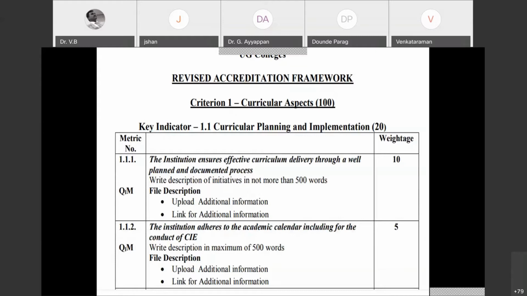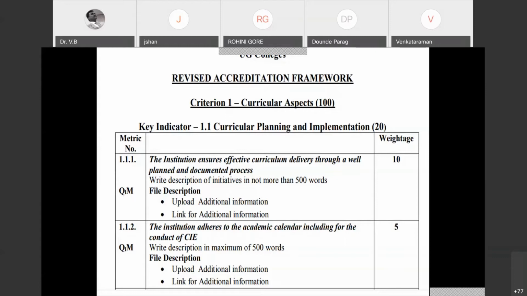A typical example we'll take, under Criterion 1. As you can see in the heading, we have taken the latest revised accreditation framework. So for UG colleges, under the main heading, curricular aspects, the 100 given within brackets is the total number of marks allotted for that criterion. So for Criterion 1, it is 100 marks. And out of which, for the subheading, key indicator 1.1, curricular planning and implementation, it carries 20 marks.